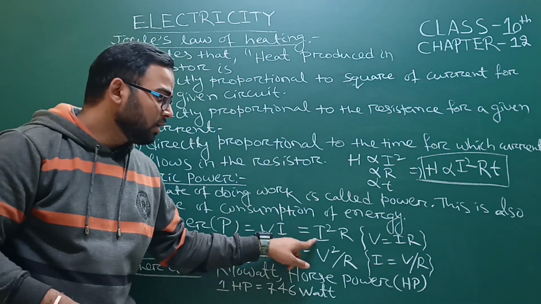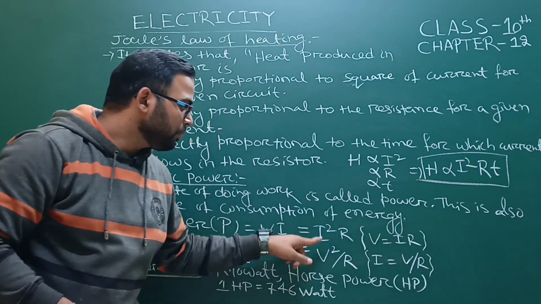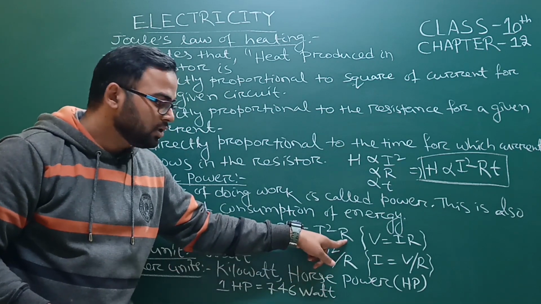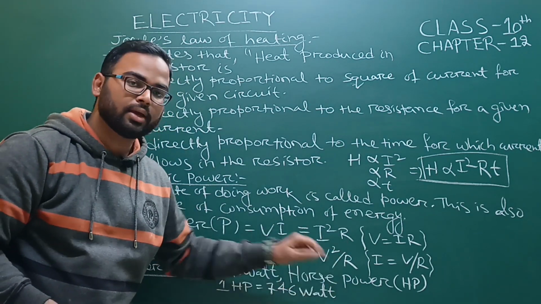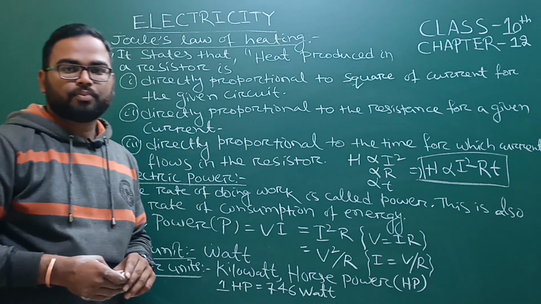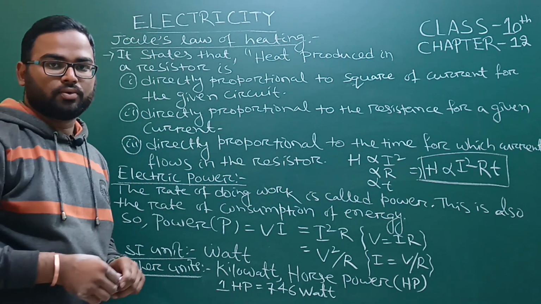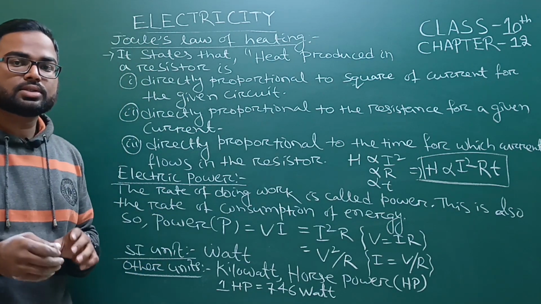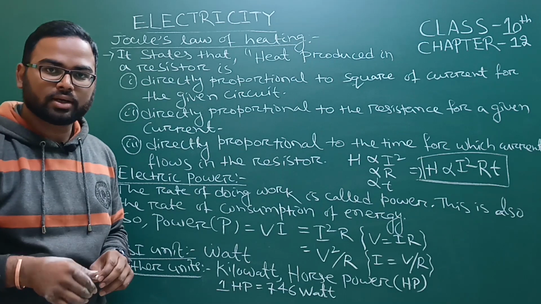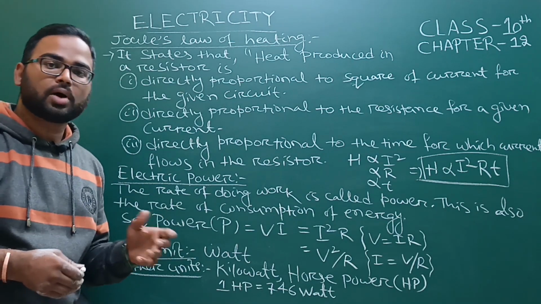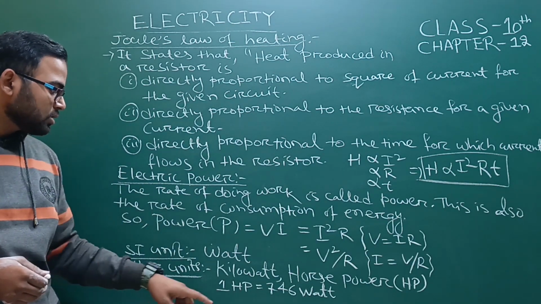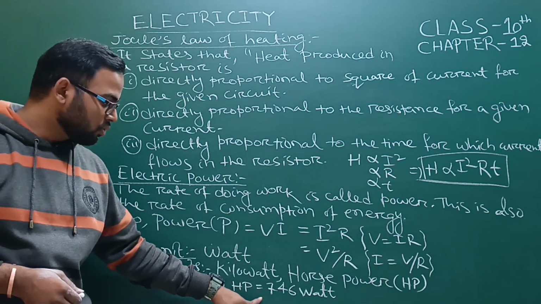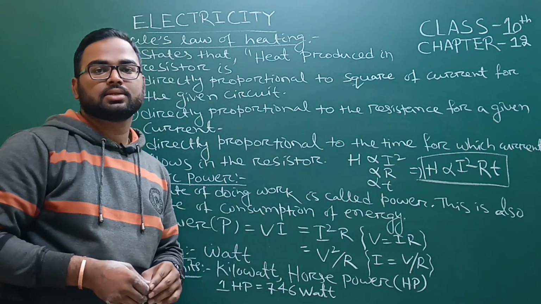And what is I? I equal to V by R. If I put in the place of I, V by R, that will be V square by R square into R. So that will be V square by R. Some units of power. What is the SI unit of power? The SI unit of power is watt. And some other units are also there, that is kilowatt, horsepower. And there is a relation between horsepower and watt. 1 horsepower is equal to 746 watt.